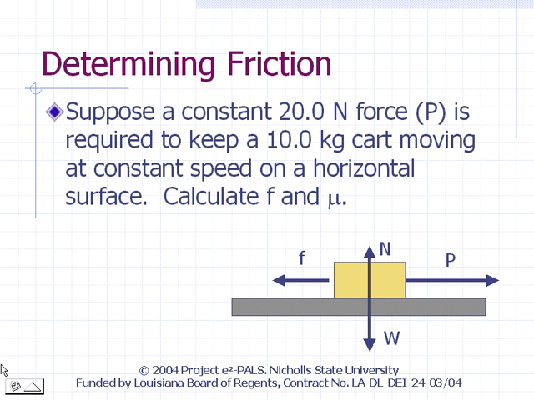Consider the following problem. Suppose a constant force, P, of 20 newtons, is required to keep a 10-kilogram cart moving at constant speed to the right on a horizontal surface. What is the frictional force? Since the frictional force is directed to the left, and there are no other forces directed to the left, we could say that the magnitude of the frictional force is equal to the magnitude of P. The coefficient of friction is just the ratio of the frictional force to the normal force. The magnitude of the normal force is equal to the weight of the object, since there is no net vertical motion.